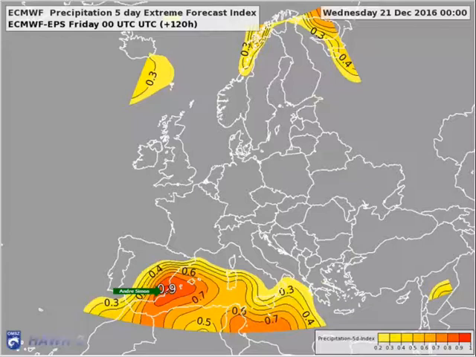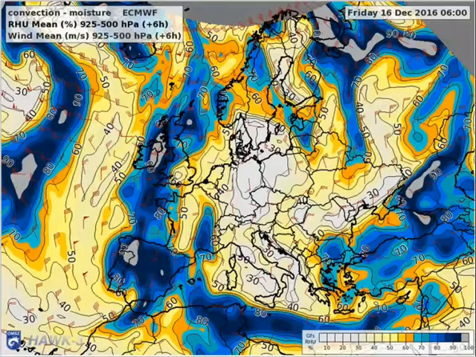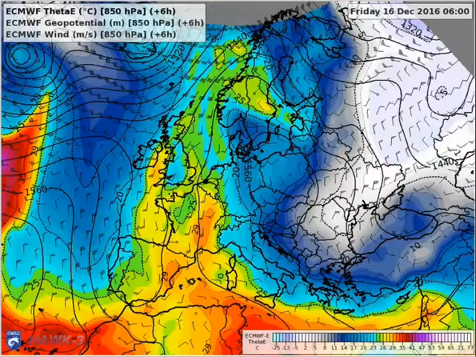But with the approach of fronts and troughs, one can also expect some convection, mostly in the warm air mass. And we can see that here in the Mediterranean, there is quite a lot of precipitable water. Also, yes, there is quite a lot of moisture, so this air mass is also relatively moist.